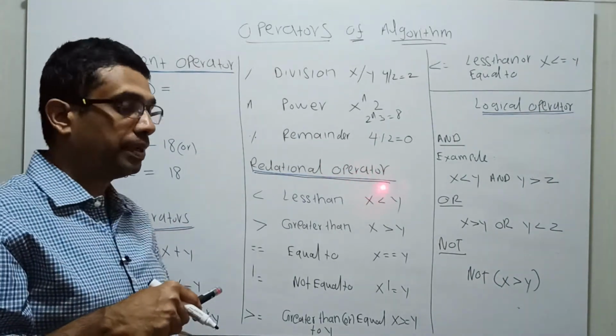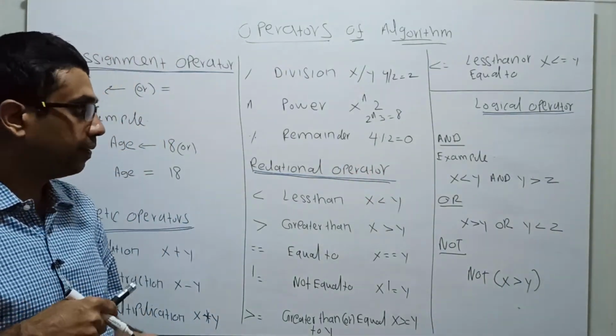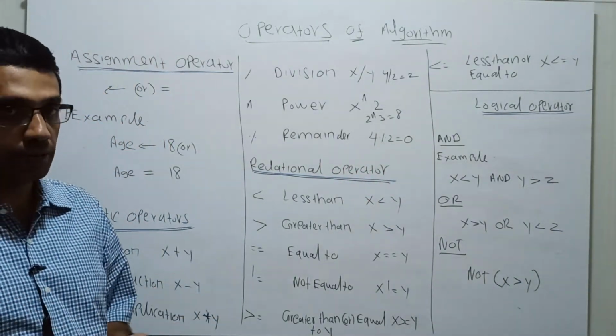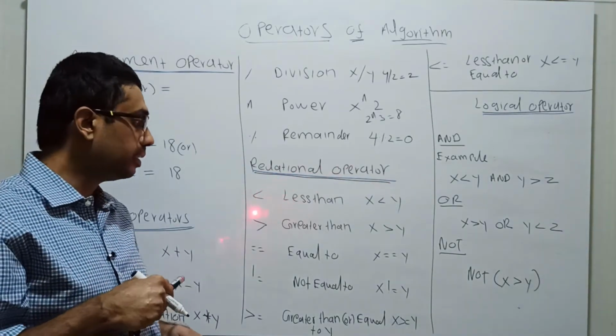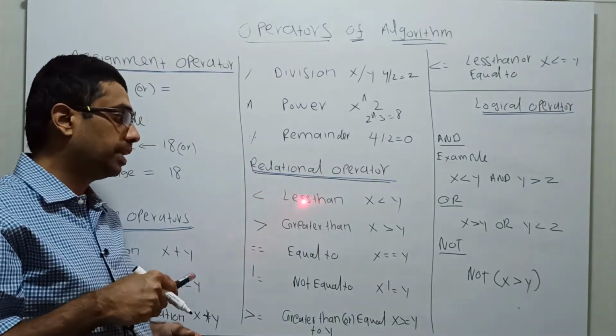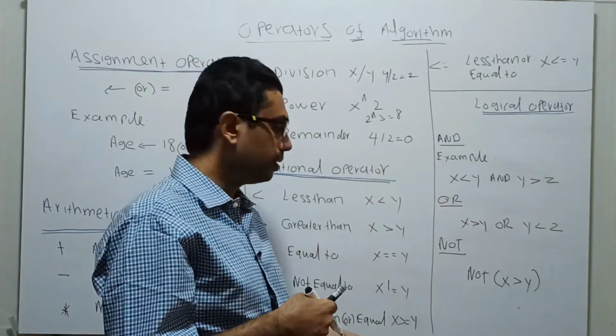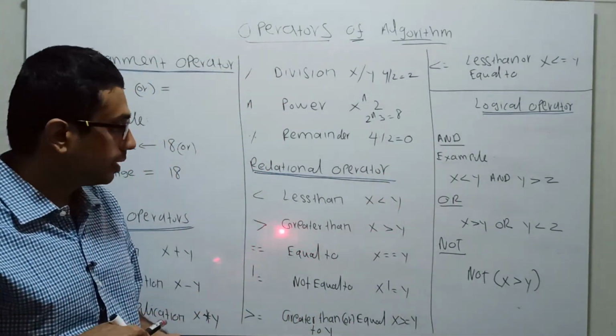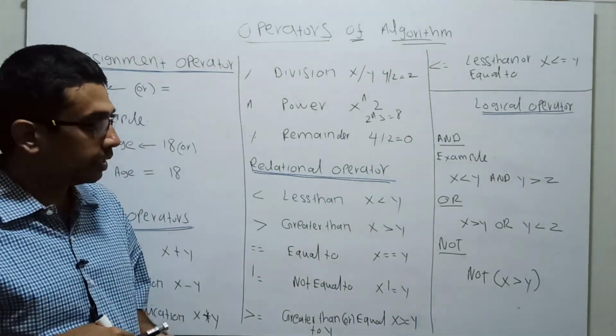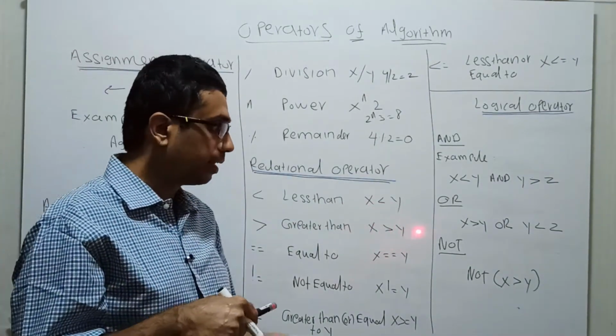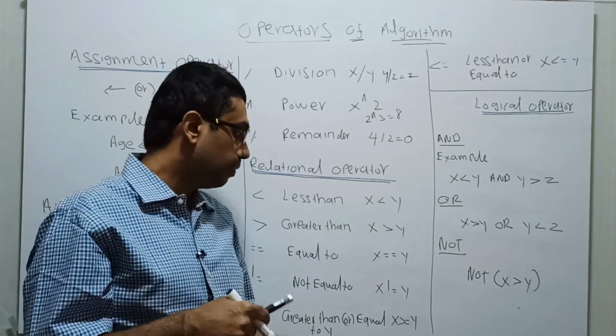Next, relational operators. As I told you, they return a value that is true or false. Less than: x less than y returns true when x is less than y, otherwise it returns false. Greater than: x greater than y returns true if the value of x is greater than the value of y, otherwise it returns false.